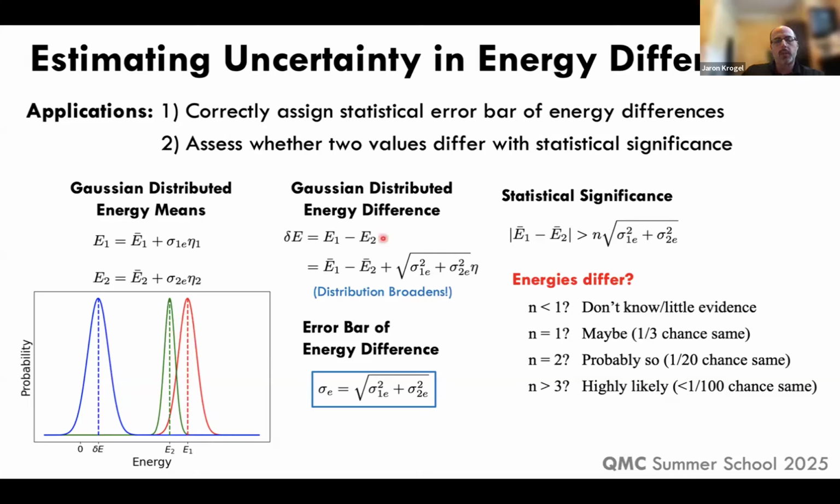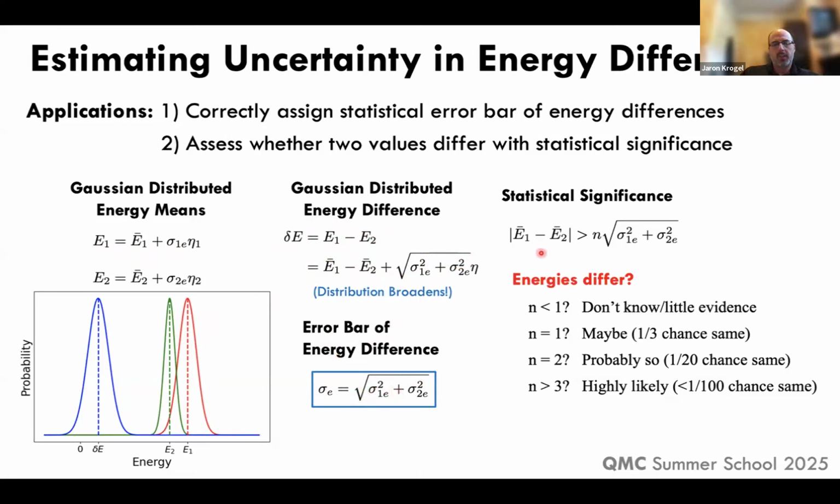Well, if you just take the difference between these energy distributions, you get the difference in the mean energies, that's what you want, plus a broadening. And it's important to see that this distribution is wider than either of these two on its own. Taking an energy difference broadens the distribution, and the error bar of the energy difference, its statistical uncertainty, is just the square root of the sum of squares of those individual uncertainties.